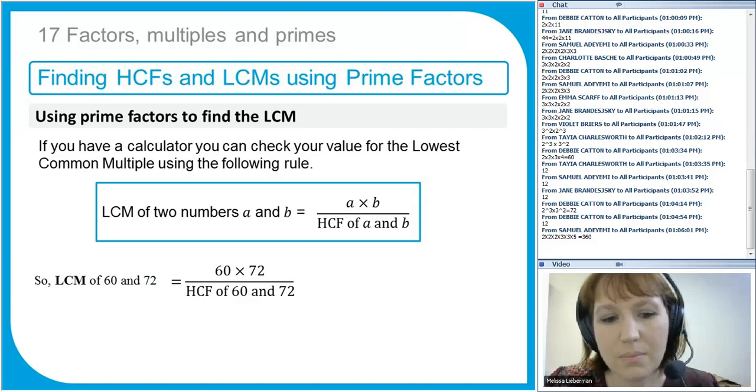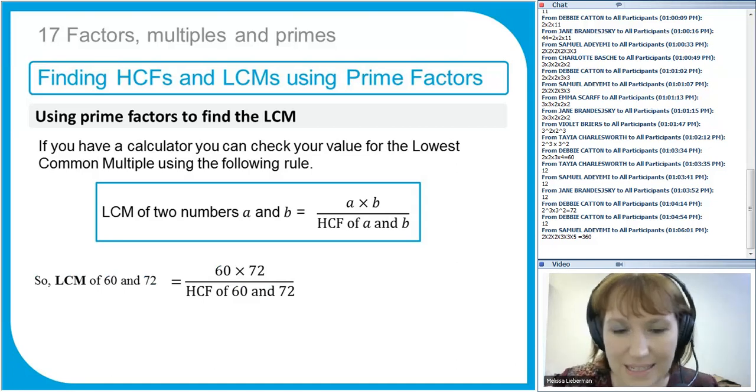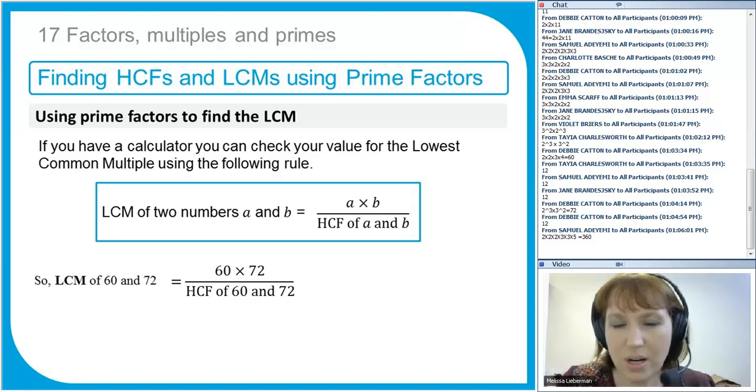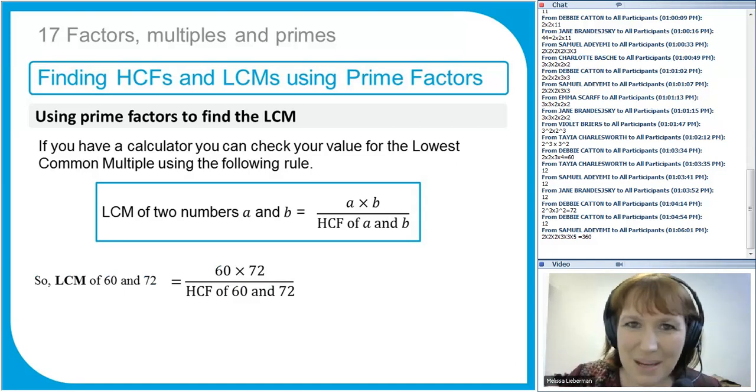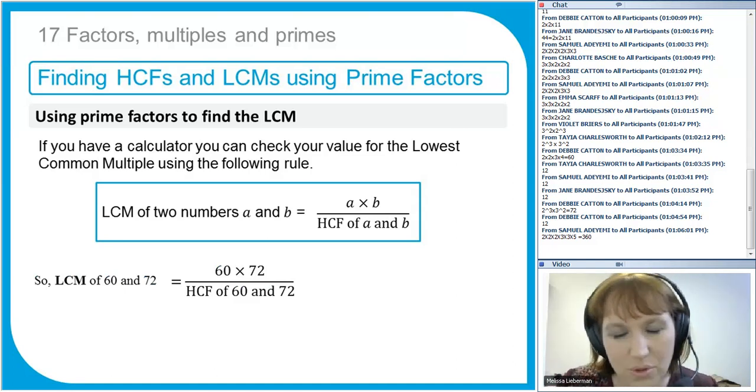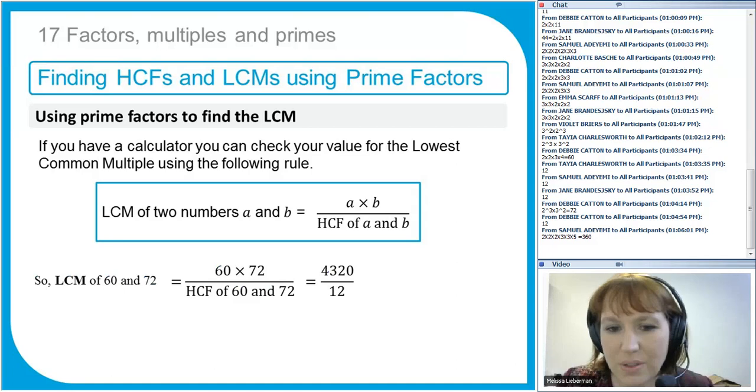So if you wanted the lowest common multiple of 60 and 72, you would just try it now on your calculator. You'll get the same answer because we already worked it out. 60 times 72. You can press equals or just divide. And then we already worked out the highest common factor of 60 and 72 was 12. So we've got 4,320 divided by 12, 360.